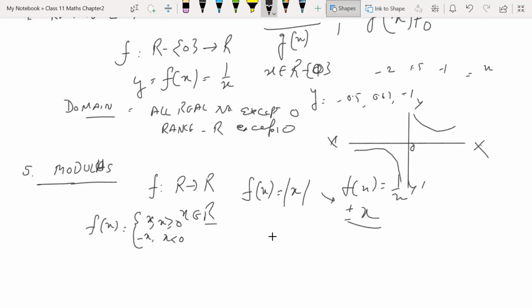Graphically, it can be represented like this. This is x, this is y, x negative, y negative. Then it is positive for positive values and it is negative for negative values. The modulus function: for non-negative values of x, the value is equal to x. For negative values of x, the value is negative of x.